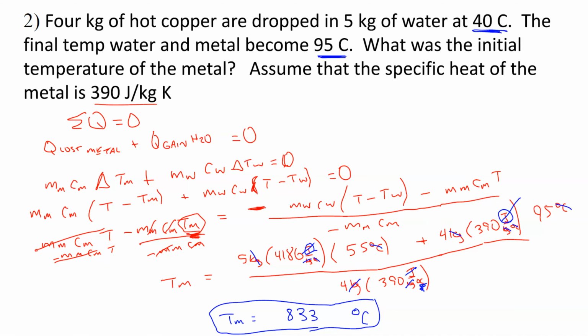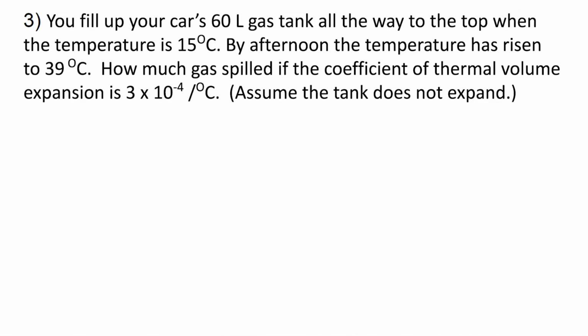All right. Right here we've got, looks like there's some gas in a gas tank. Fill it all the way up, and it's 15 degrees, and then it goes up to 39. As it warms up, it's going to expand, so they want to know how much is spilled here. So this is a volumetric thermal expansion. Of course, we got a formula for that. Delta V equals V naught beta delta T. All right? And I think we have all those numbers here. V naught would be the 60 liters that we're starting with. The beta is given right here.